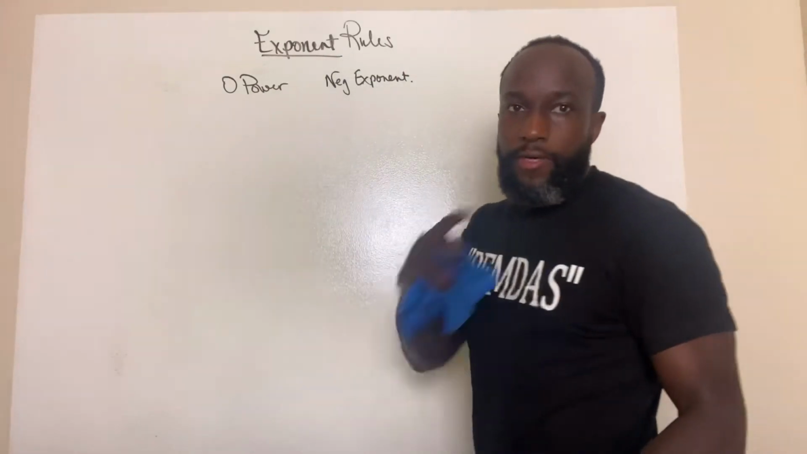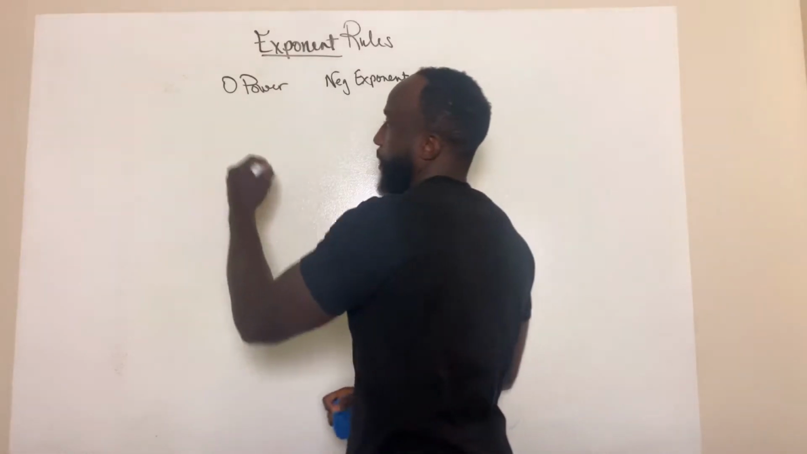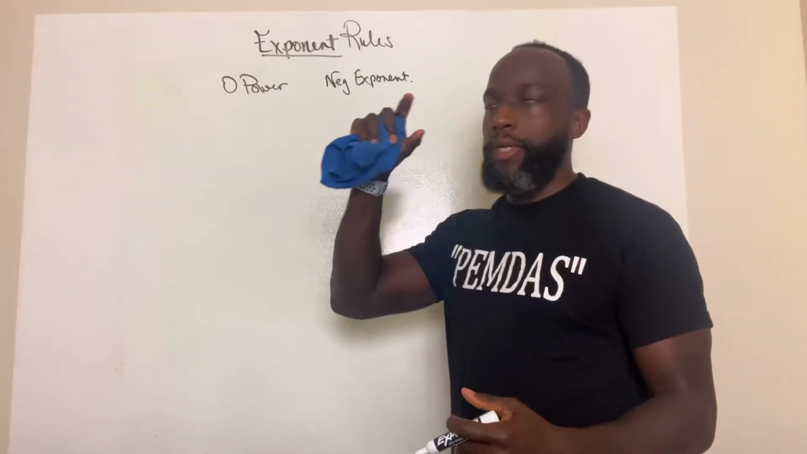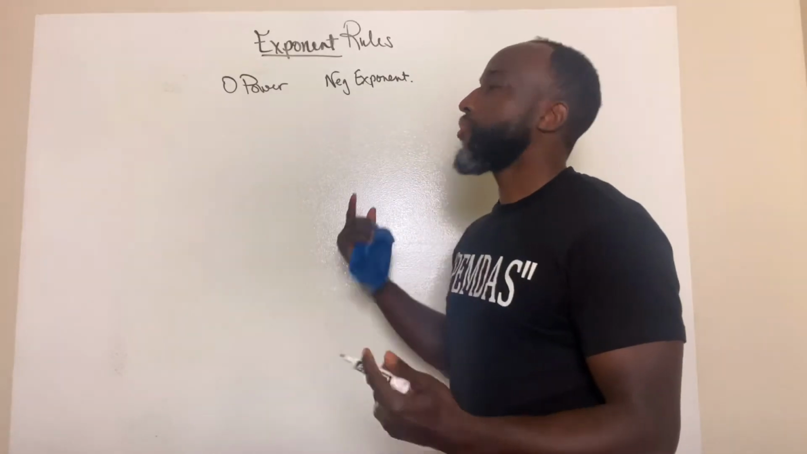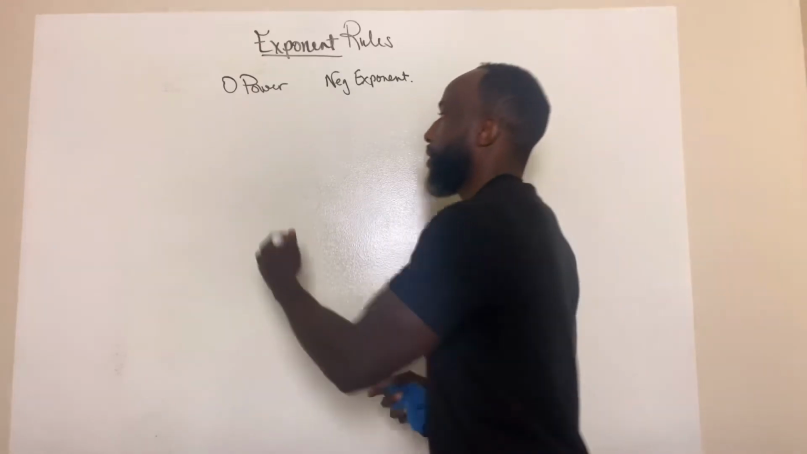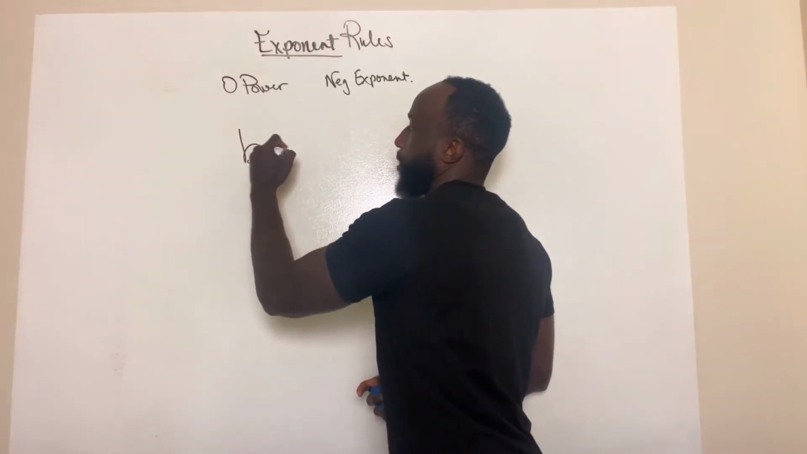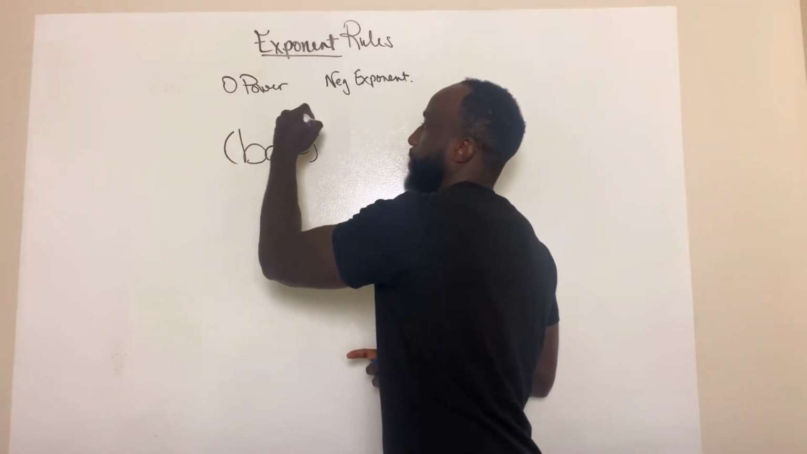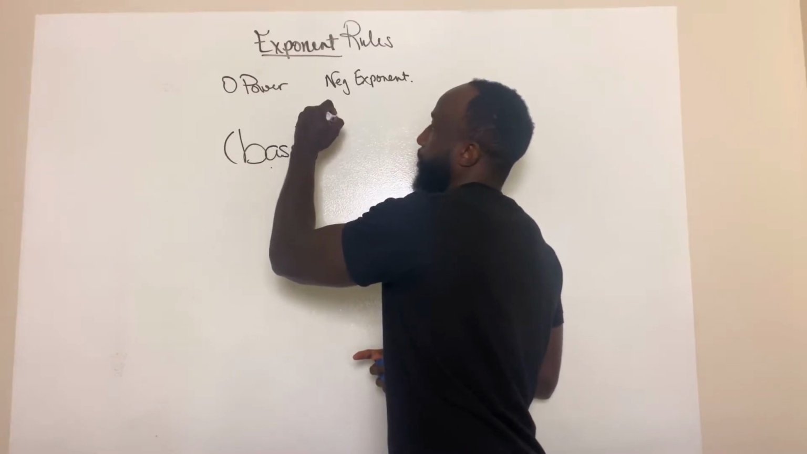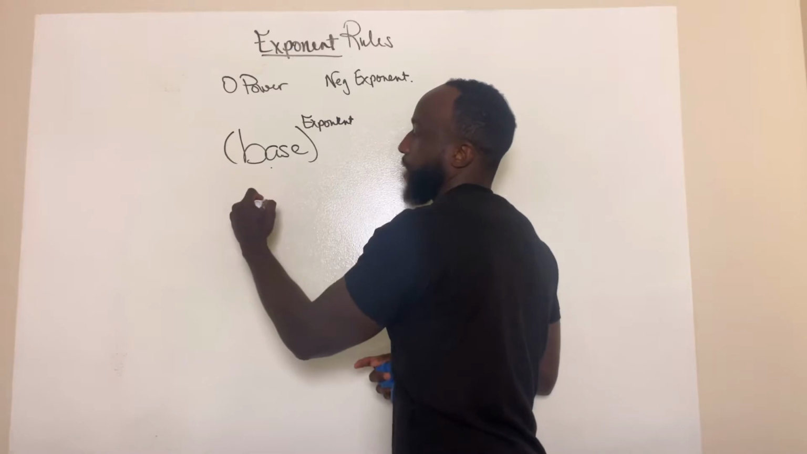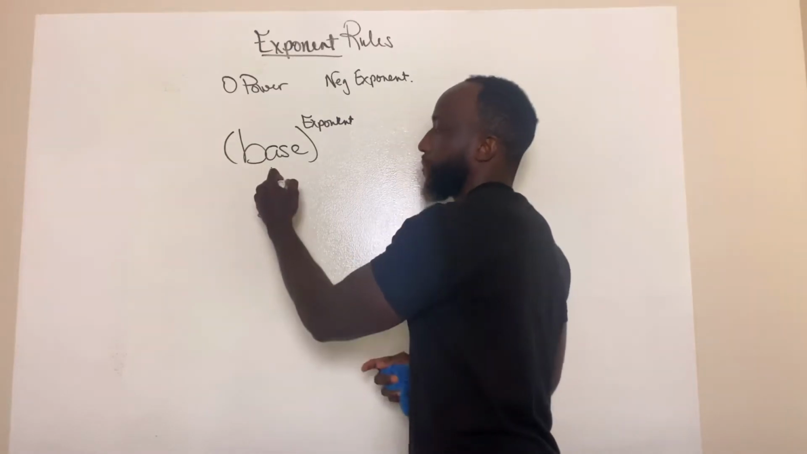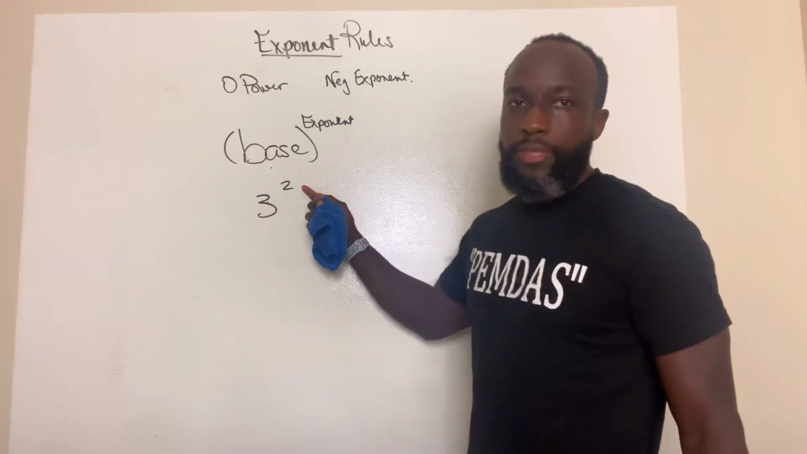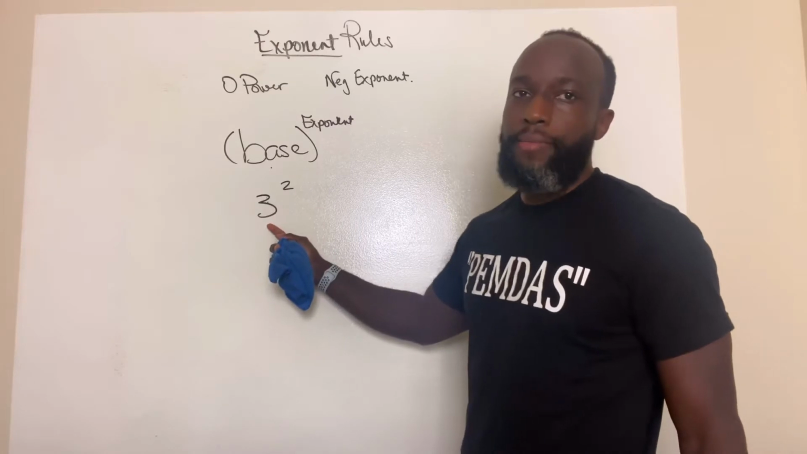First things first, we need to know what the exponent is. The exponent is the small number above a base. The base could be a letter or a number. So you have the base, and then you have your exponent. For instance, if the base was 3 and the exponent was 2, the base is the big number, the exponent is the little number. The little number tells you how many times this base is going to be multiplied by itself.